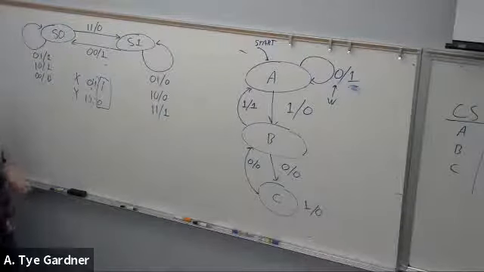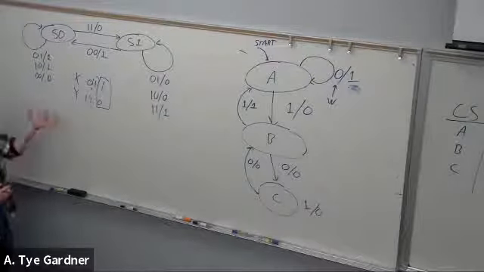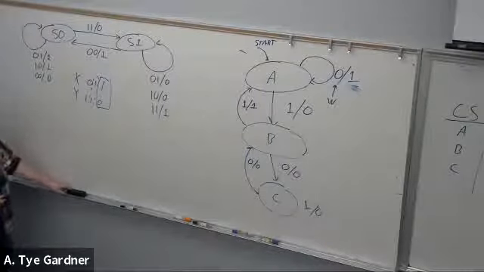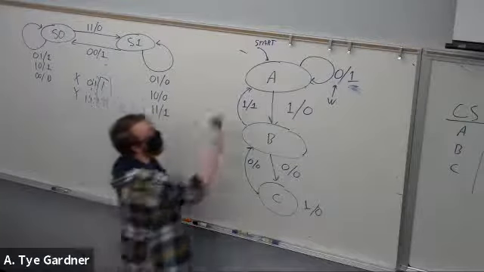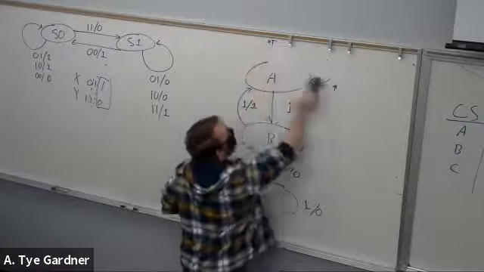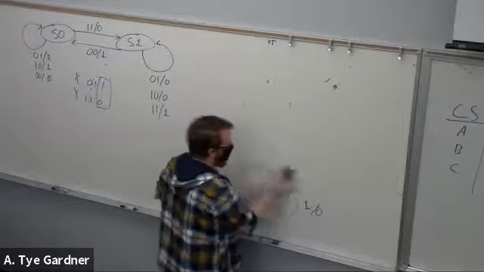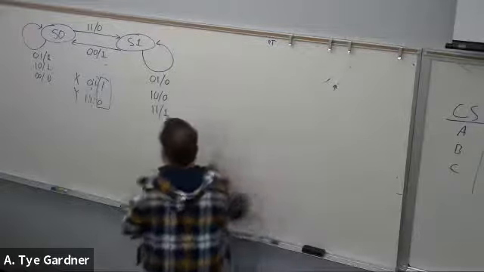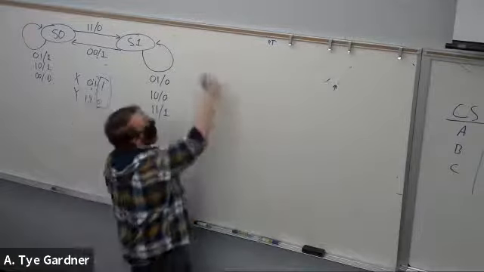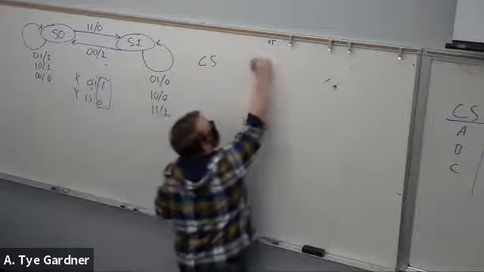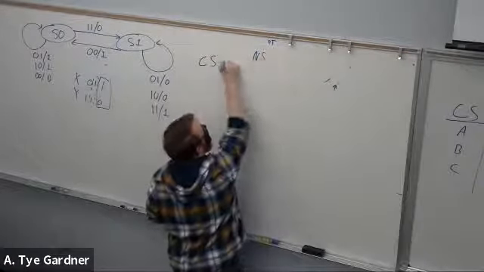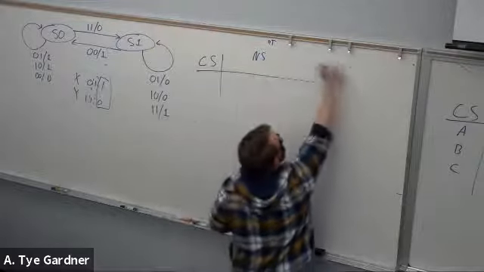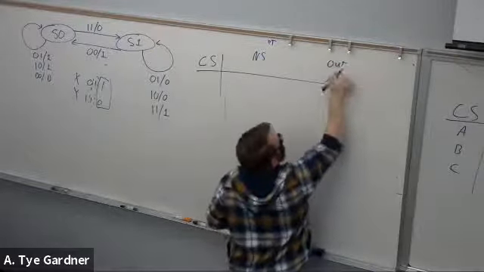Then, once again, we can take this information and turn it into a state table. I regret erasing this, I'm pretty sure, but okay, we do the same type of thing. We say, what is our current state? What's our next state going to be based on our inputs? And what is our output?